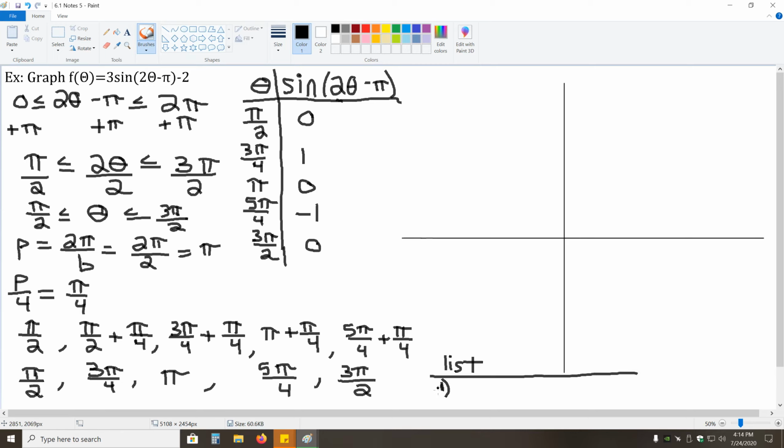The first vertical transformation, we check if there's a vertical reflection. In this case, there is not. We are not multiplying by a negative to the outside of sine, but we are multiplying by a 3, which means we have a vertical stretch. The value is not between 0 and 1, it's greater than 1. That means it's a vertical stretch.